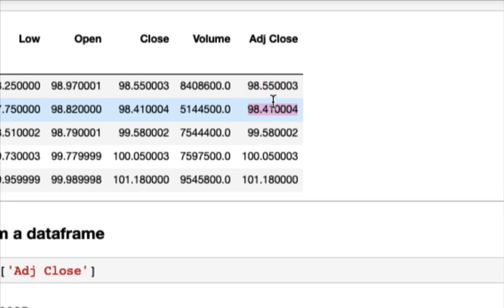So this number here divided by this one minus 1. Okay. How do we do it? Well, there are two ways to do it. The first one is using a for loop, which goes through the entire data frame, row by row, and calculates adjusted closing divided by the adjusted closing of the previous time minus 1. The second way is using vectorization. So we'll start with the first one.